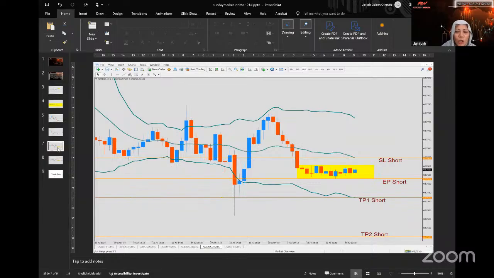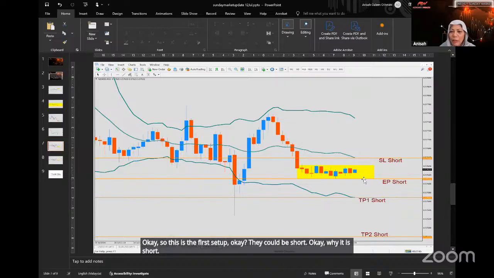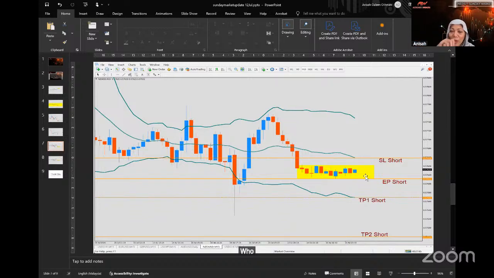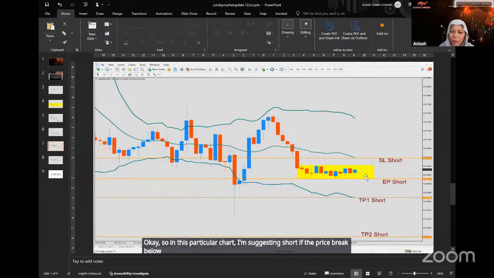Okay, so Kiwi dollar. This is the first setup. There could be a short. Why is it short? Because it is a rectangle. Being in a rectangle means the bull and bear are in a fair fight, a constant fight. So we will only know who wins by looking at which direction the price breaks out. In this particular chart, I'm suggesting short if the price breaks below the rectangle.